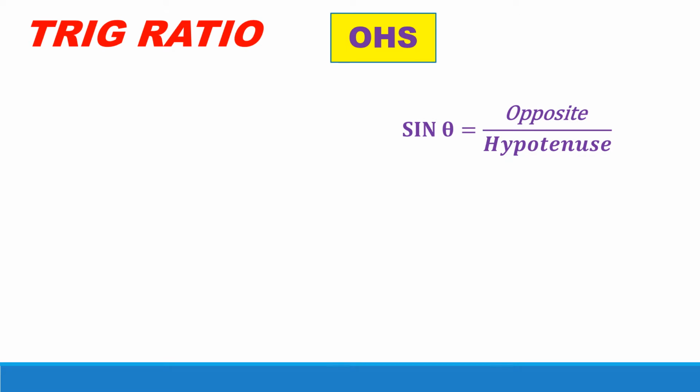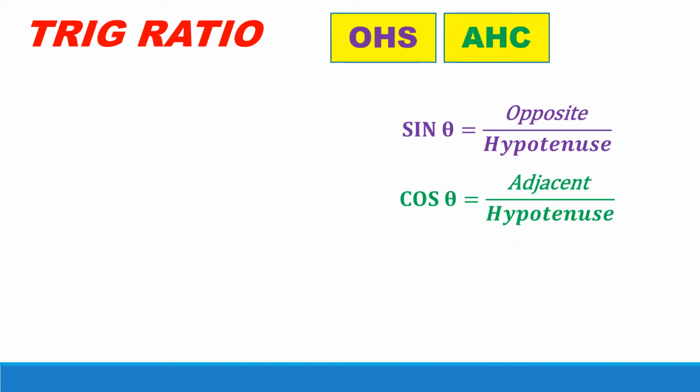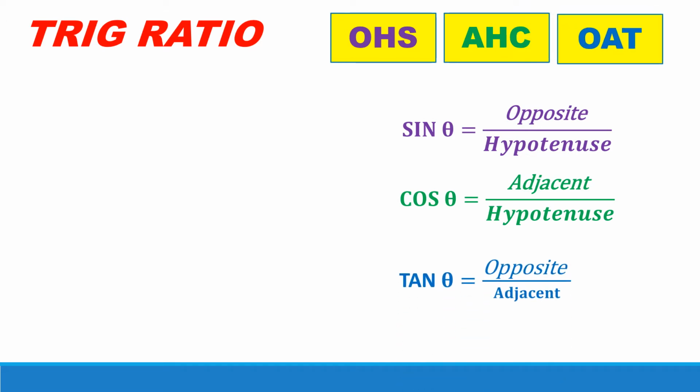Here we have our trigonometric ratios. SOH represents sine theta. The O is for opposite. The H is for the hypotenuse. It's opposite over hypotenuse. CAH is cos theta, adjacent over the hypotenuse. The A stands for adjacent and the H stands for hypotenuse. TOA, tan theta. The O stands for opposite and A stands for adjacent.